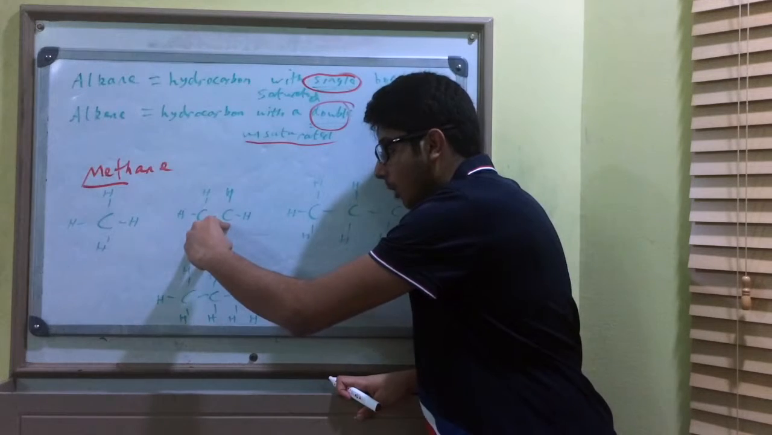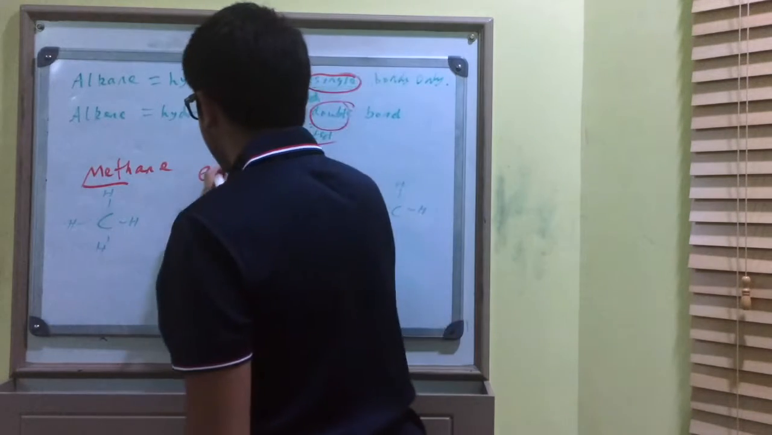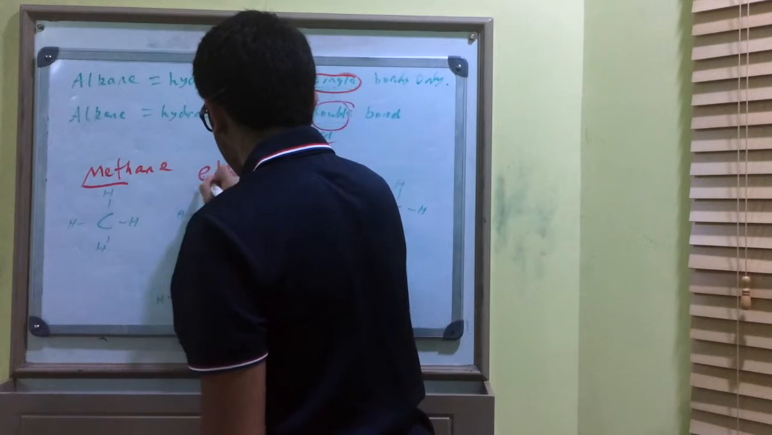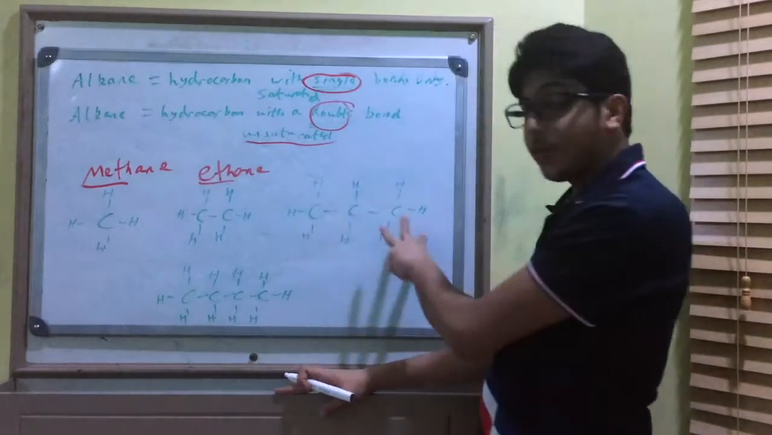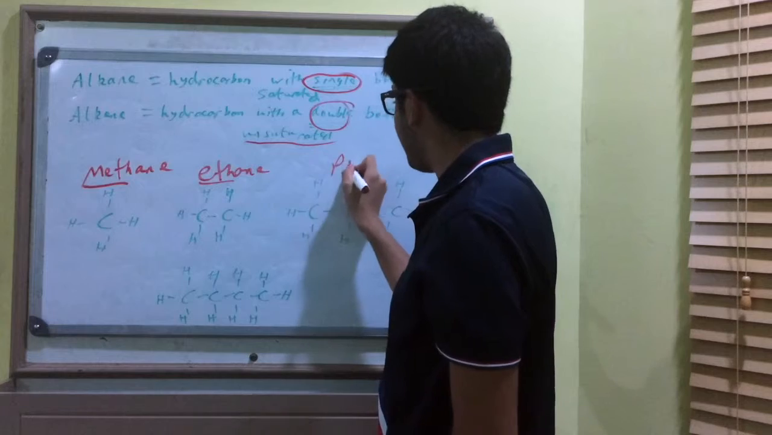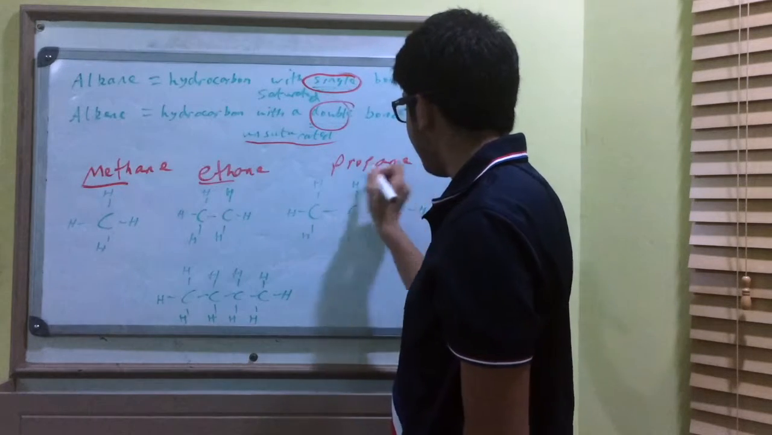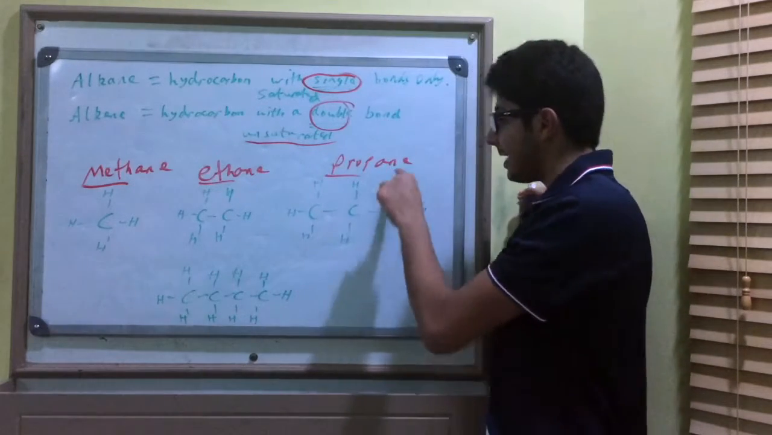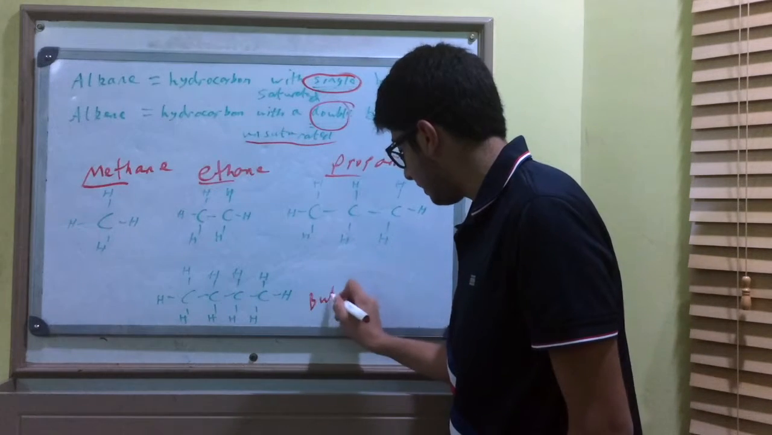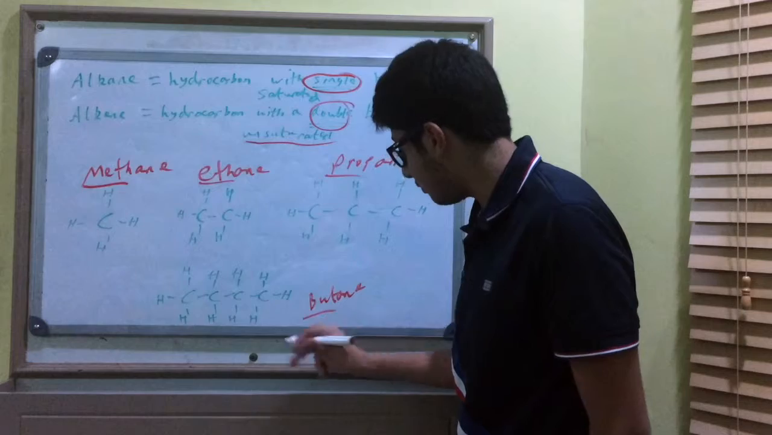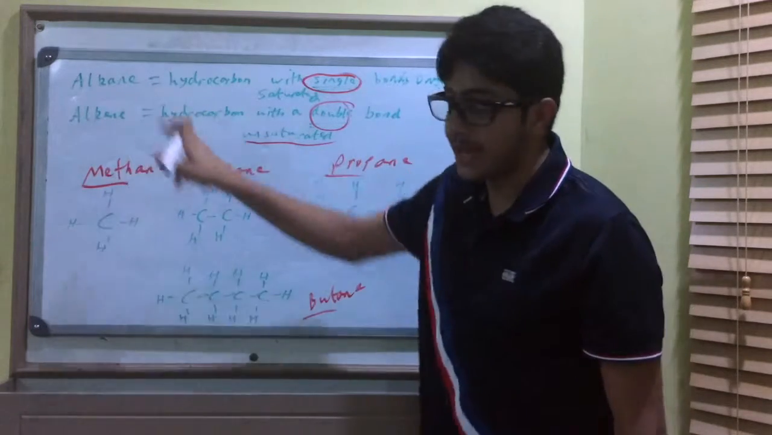Next, 2 carbons, so it's ethane. Eth means 2 carbons, ane, alkane. 3 carbons, propane. Prop means 3 carbons, ane, alkane. Last one, butane. 4 carbons, so but means 4, ane, alkane.